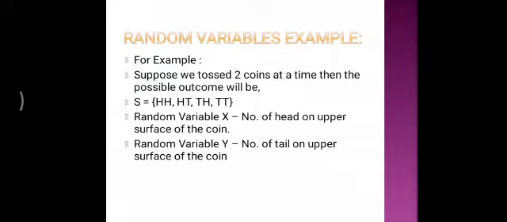From this we can understand that X is a random variable which represents the number of heads on the upper surface of the coin, and the number of tails on the upper surface of the coin is random variable Y. We can use this in solving examples.